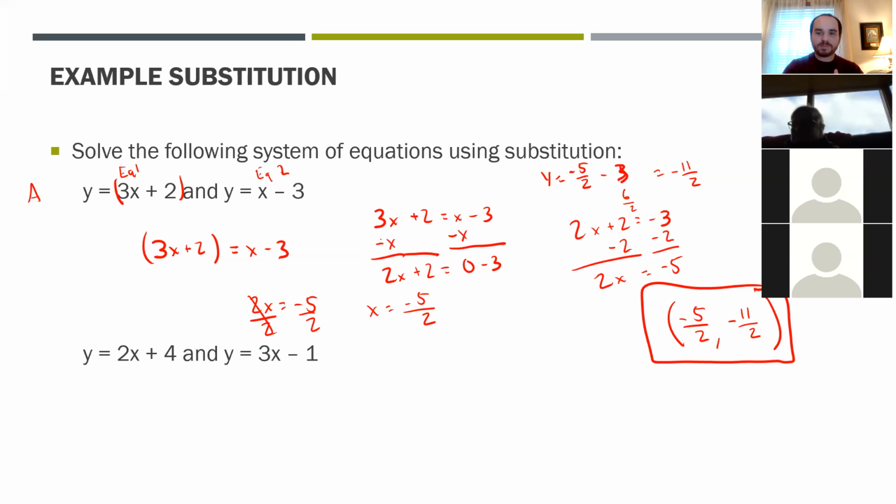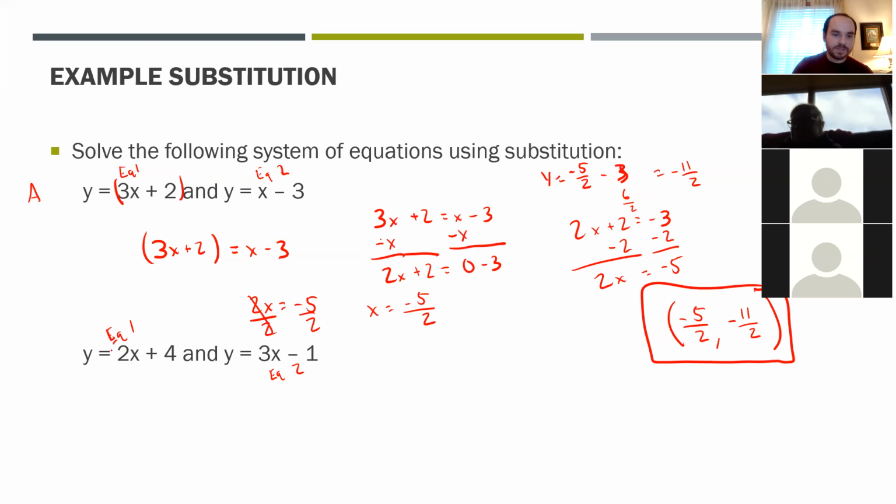Okay, so that was probably pretty confusing. So we're going to go through another one. So step 1, again, is to identify the variable I'm going to substitute. Like I said, all the problems we're doing right now are in slope-intercept form, so we're just going to choose the y. Again, we'll take equation 1 and equation 2.